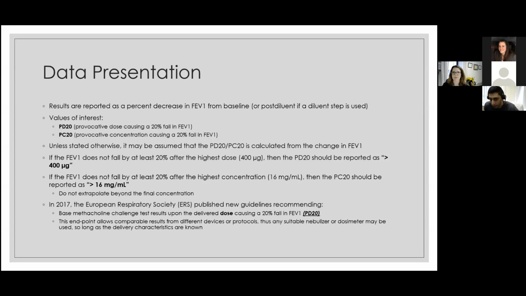So in 2017, the European Respiratory Society actually published new guidelines recommending the following. You can base methacholine challenge test results upon the delivered dose, causing a decrease in FEV1 by 20%, meaning they prefer the PD20 over the PC20. The endpoint allows comparable results from different devices or protocols. Thus, any suitable nebulizer or dosimeter may be used, so long as the delivery characteristics are known.